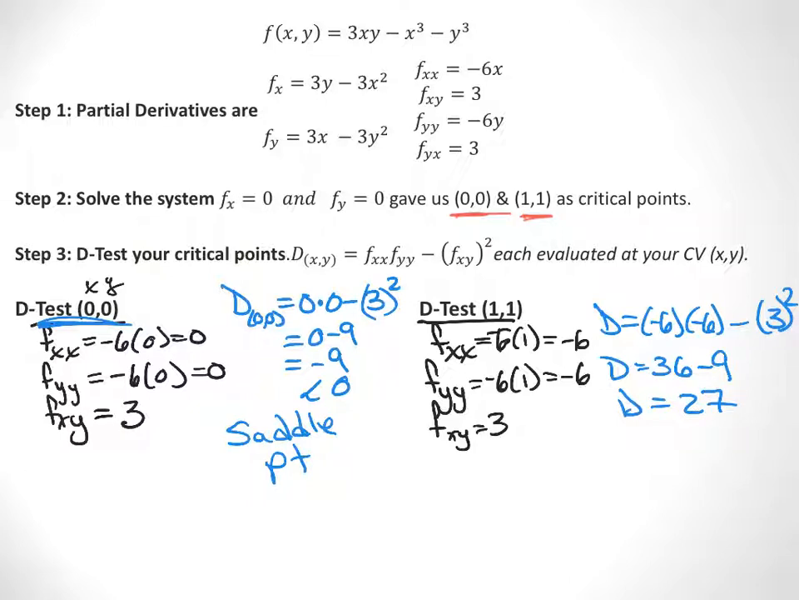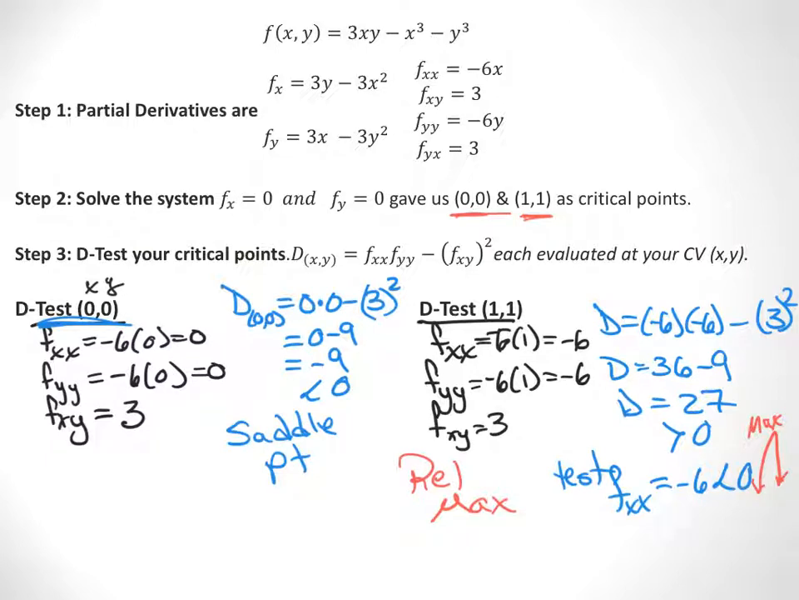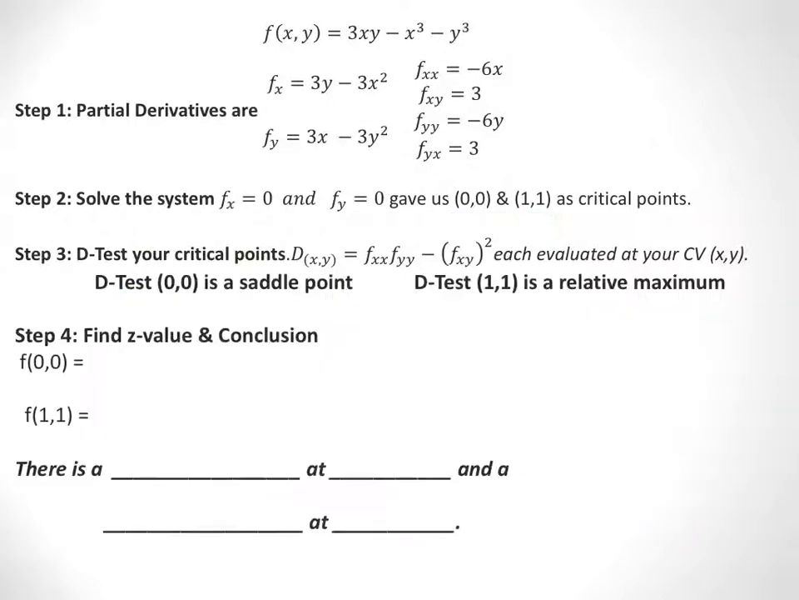Well, 27 is greater than 0. And because it's greater than 0, now we have to test the second order partial derivative. For us, that was equal to negative 6, which is less than 0. What that means, less than 0, is that this curve opens downward, and it's a max. So we have a relative max over here. Well, that's how you use the D-test on those two values.